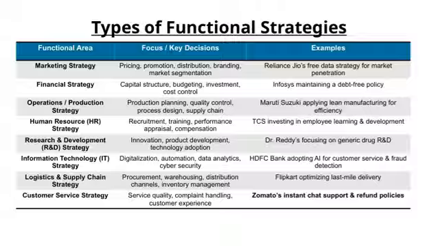Let's take a closer look at the various functional areas within an organization and their focus areas. Starting with marketing strategy, this involves decisions around pricing, promotion, distribution, branding, and market segmentation. For example, Reliance Jio's free data strategy was a bold move to rapidly penetrate the market and build a large customer base. Moving on to financial strategy, this covers aspects like capital structure, budgeting, investment choices, and cost control measures. An example here is Infosys maintaining a debt-free policy, which helps ensure financial stability and flexibility.